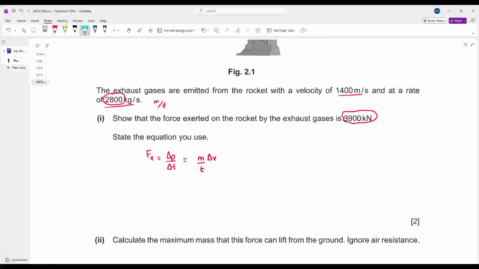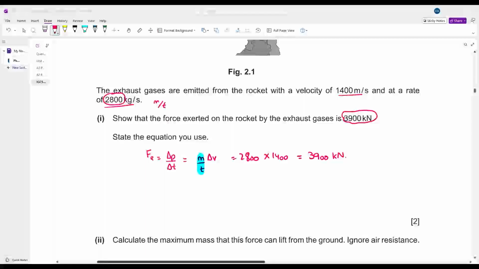Can you replace 2800 in place of this? Yep, 2800. What is your change in velocity? 1400. Multiply कर दो. What does your force come out to be? 3900 kilo Newton. Simple as that. Nothing complicated here. कुछ भी हमने complicated यहाँ पे नहीं किया.